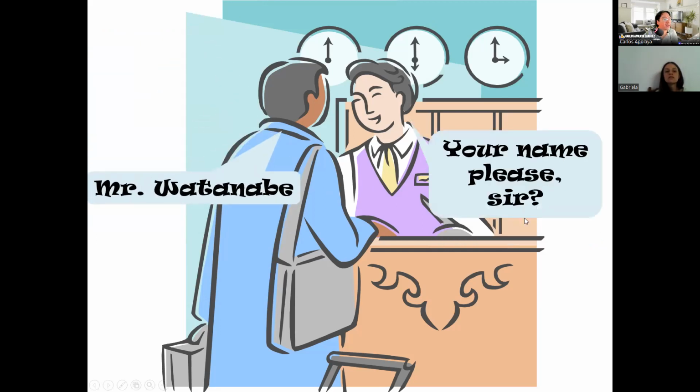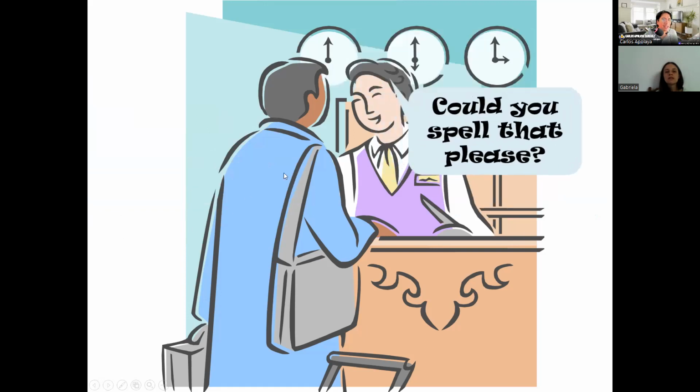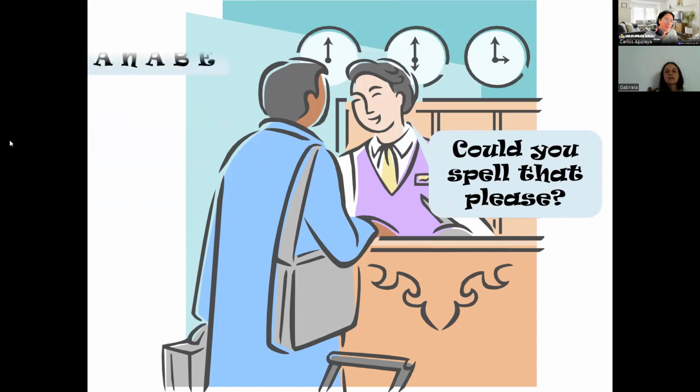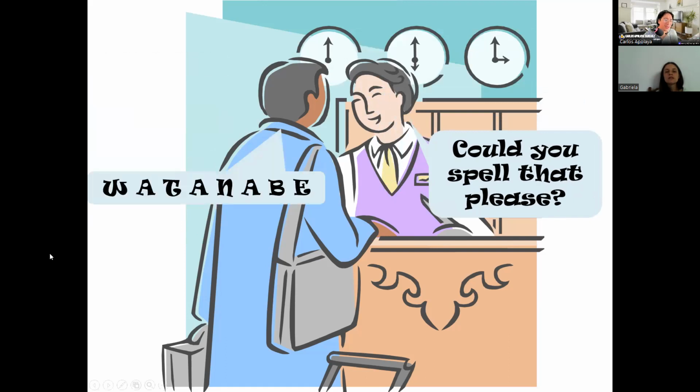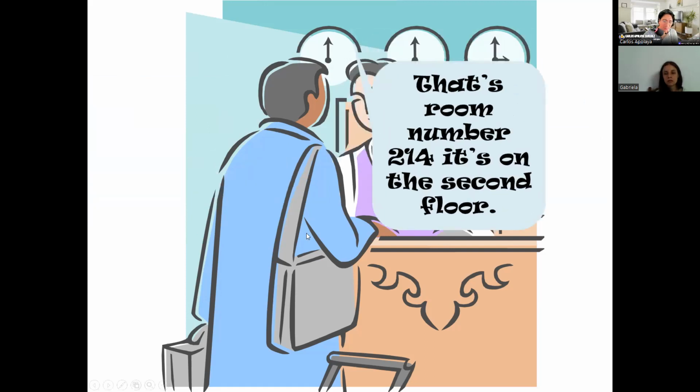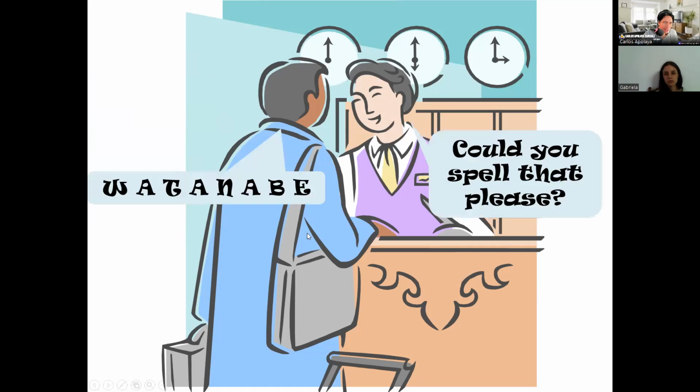Your name, please, sir. Mr. Watanabe. Could you spell that, please? Remember that, for example, when you travel to a different country, their last names are very difficult, like Schwarzenegger. Do you know how to write Schwarzenegger? Or maybe Kuczynski? Or maybe Troyel? Or maybe like, I don't know, like Jackson? Or maybe Rutherford. It's difficult, and you always say, could you spell that, please?